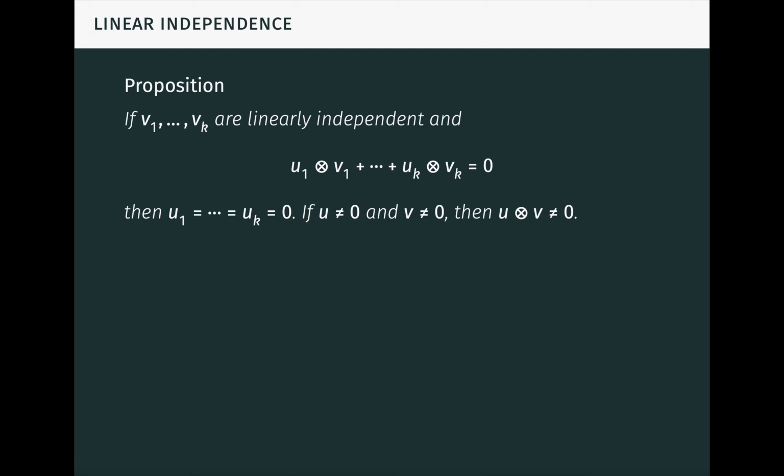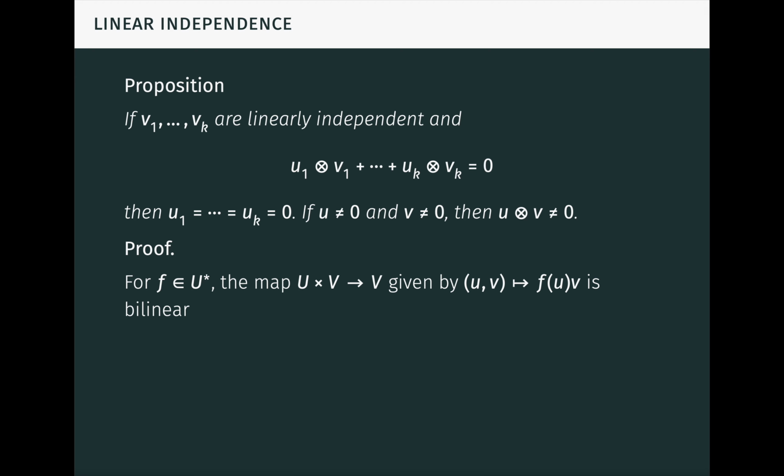by any linear functional. For f an arbitrary linear functional in the dual space of U, notice that the map from U times V to V, which sends the pair (u, v) to the vector f of u times v, is bilinear. That's just because f is linear and scalar multiplication is bilinear. So it induces a linear map phi from the tensor product space U tensor V to V.